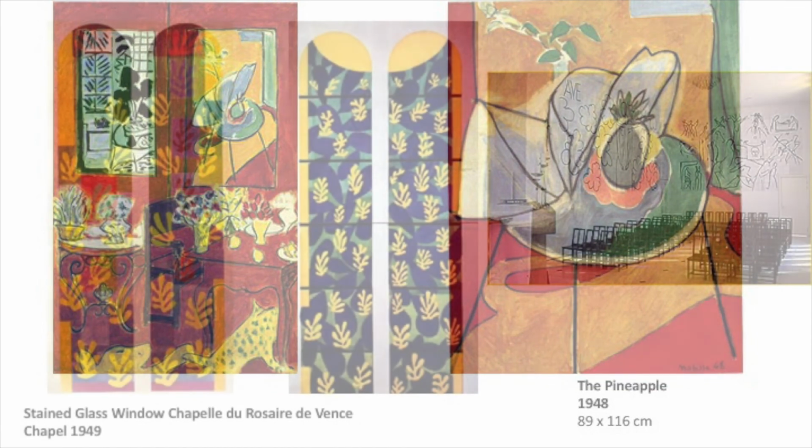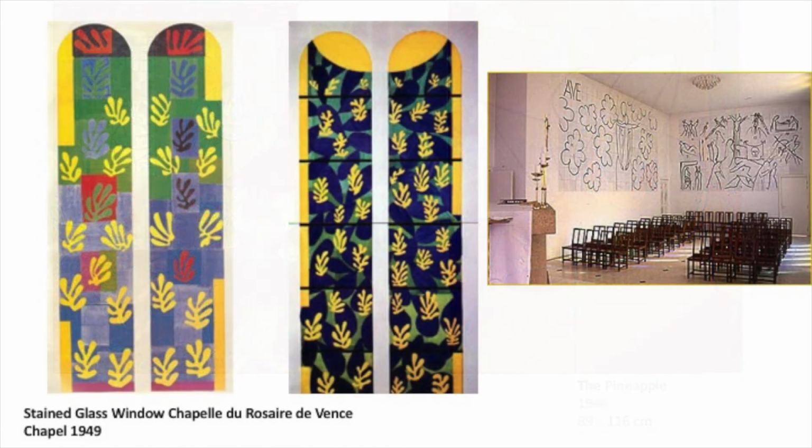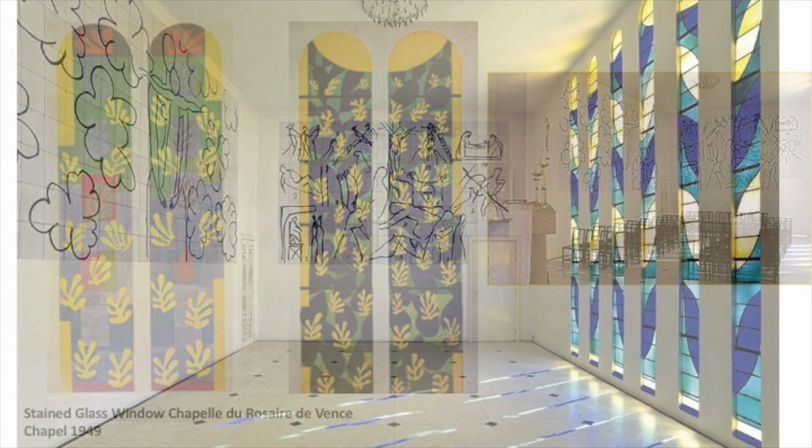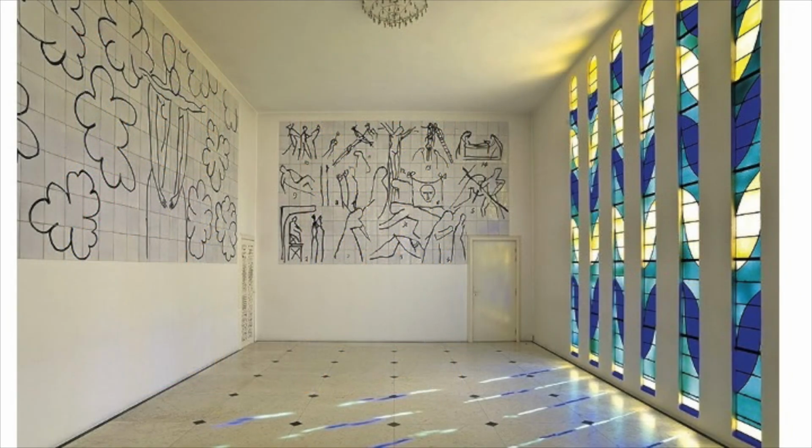In honor of the nurse Monique Bourgeois, who helped him recover from his surgeries, he actually created a church, a chapel, and dedicated it to her. The amazing thing about the Matisse Chapel is just the fact that he not only designed the interior, he designed the stained glass windows, he designed almost every single little aspect of the chapel.